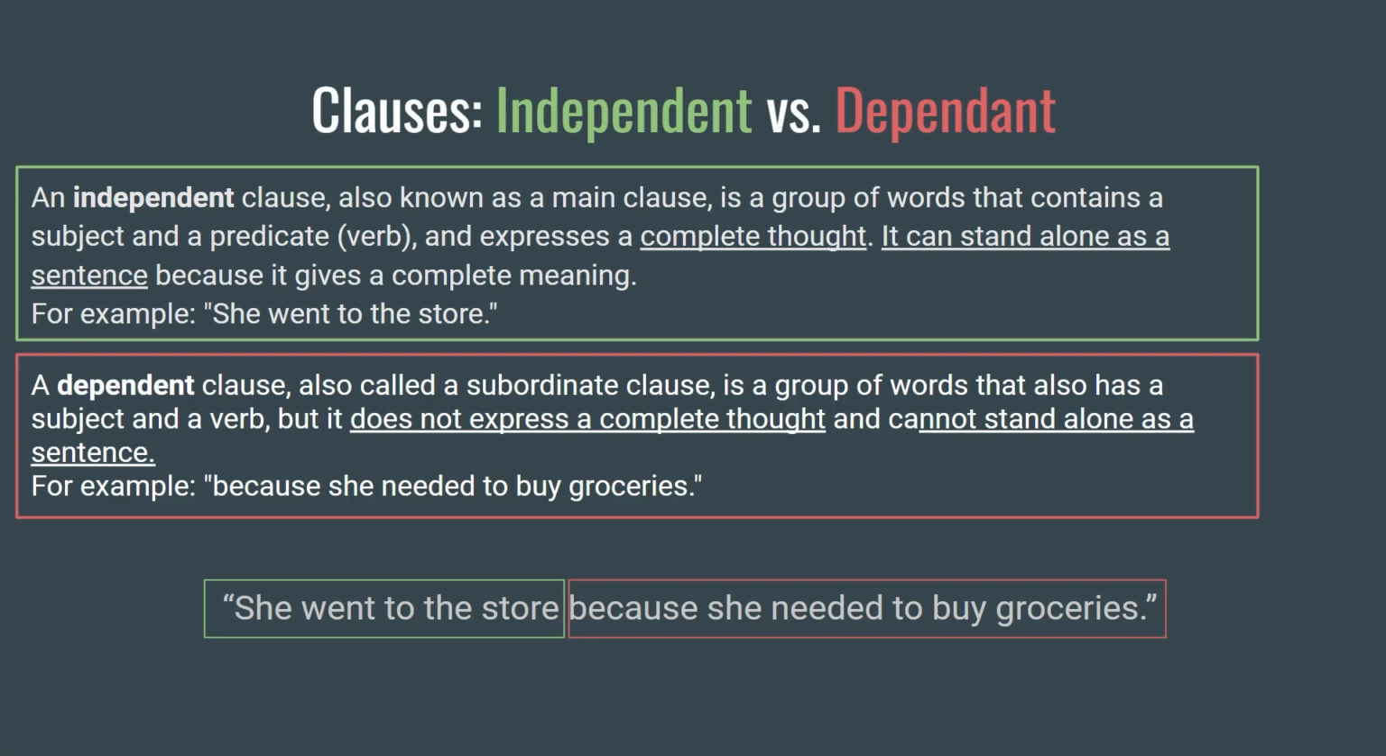Now, an independent clause, also known as a main clause, is a group of words that contains a subject and a predicate, which is just a verb, so you don't have to worry about that, and expresses a complete thought. It can stand alone as a sentence because it gives complete meaning. For example, she went to the store.